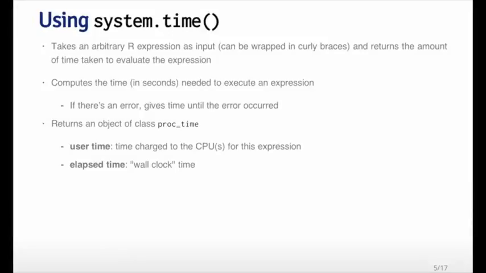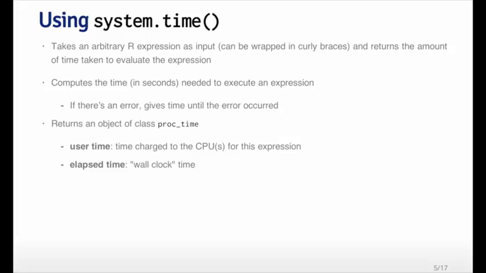The first tool I'm going to talk about is actually not the profiler. It's a very simple function called system.time in R. What system.time does is it takes an arbitrary R expression, evaluates that expression, and then tells you the amount of time it took to evaluate it. This expression could be very simple, like a single function call, or it could be very complicated if it happens to be wrapped in curly braces. It could actually be a very long expression if you want it to be.